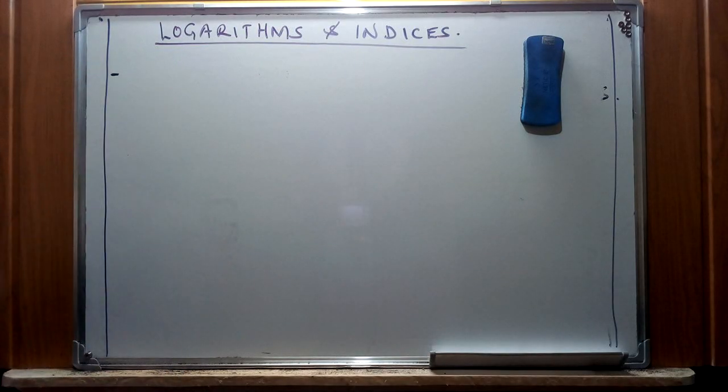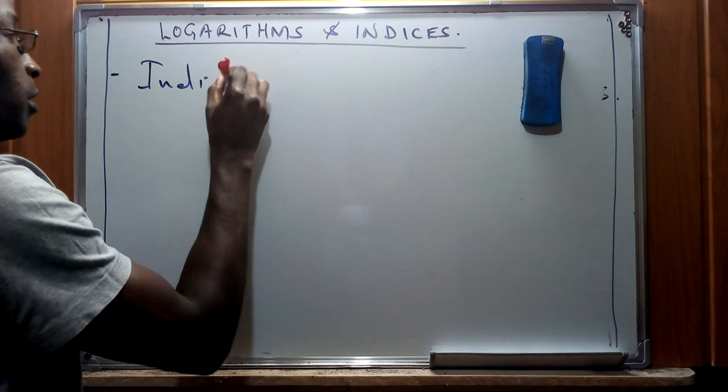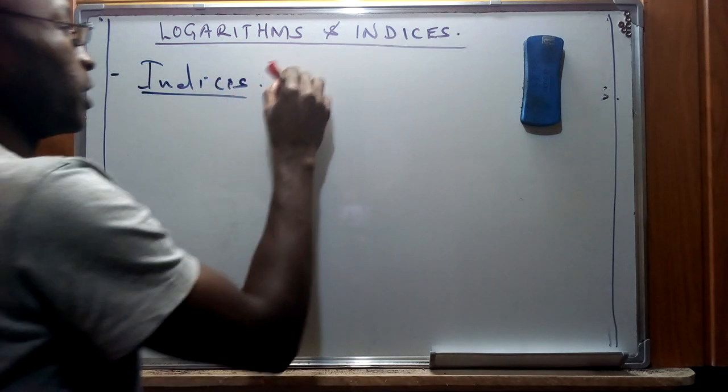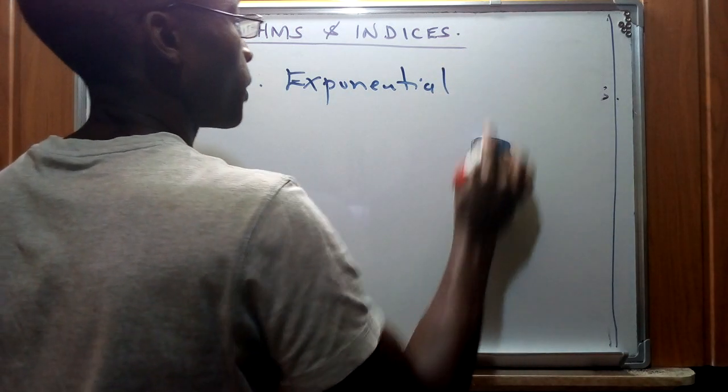So today's topic of discussion is logarithms and indices. But basically for our discussion for today, we're going to be biased on the concept of indices. And we're going to look under indices how we can represent what we call exponential notations.